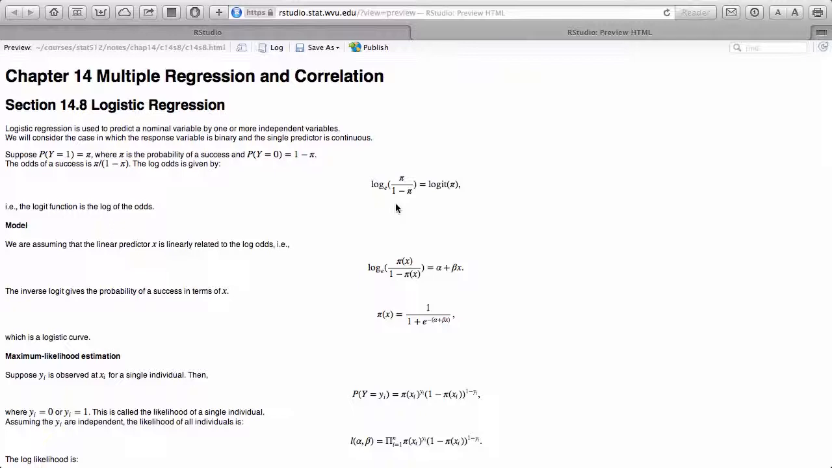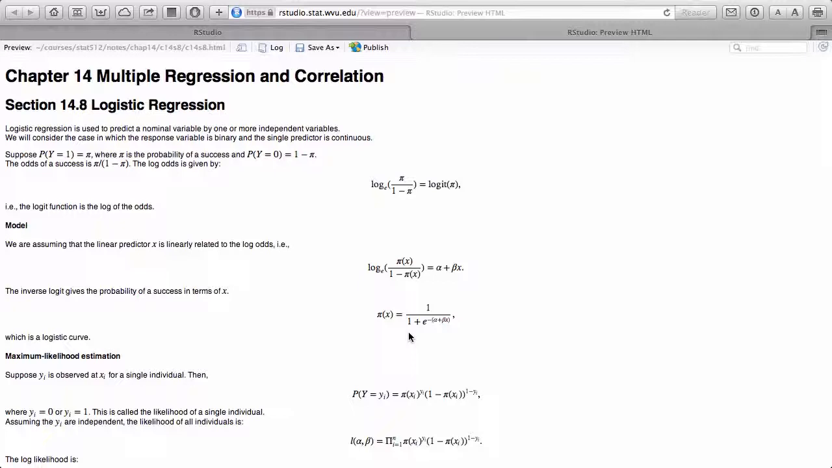In other words, if I look at this form, if I take this equation and solve for pi, it's equal to 1 over 1 plus e. E is the exponential, 2.718, etc. It goes on forever. It's 1 over 1 plus e to the minus in quantity alpha plus beta x. That's an S-shaped curve that goes from 0 to 1.